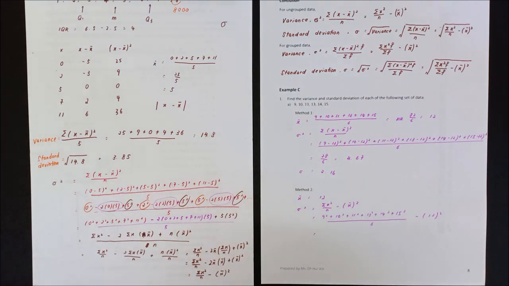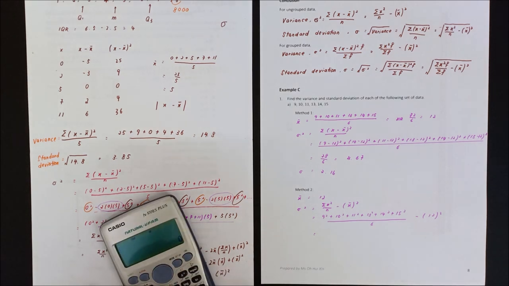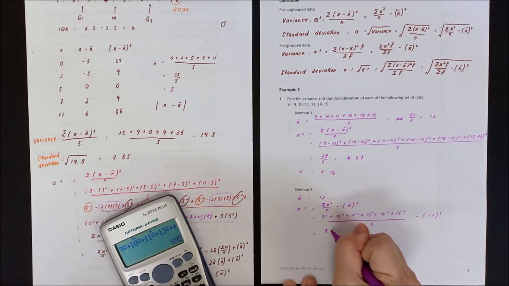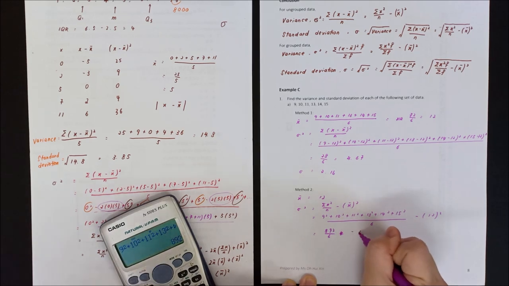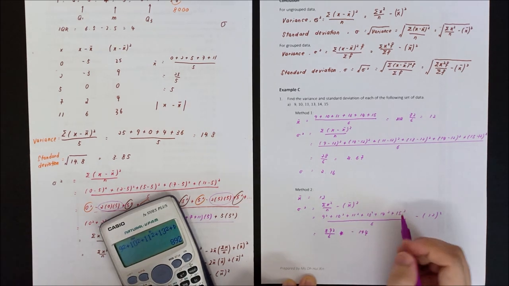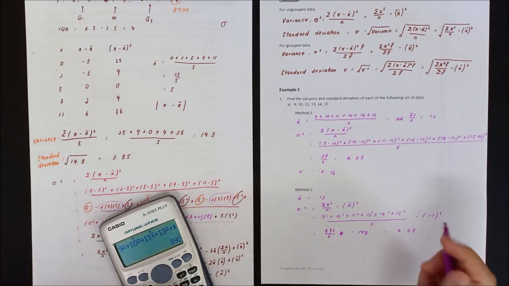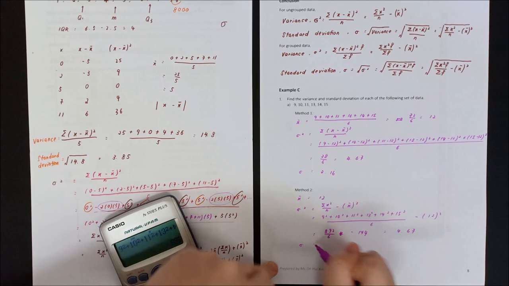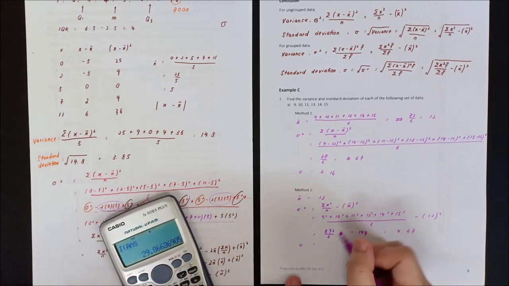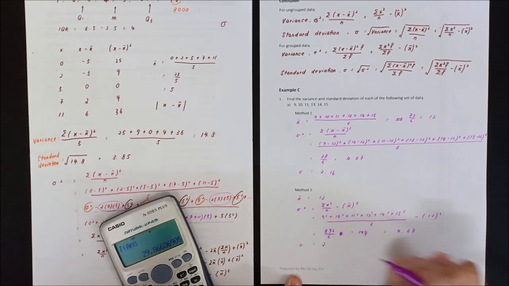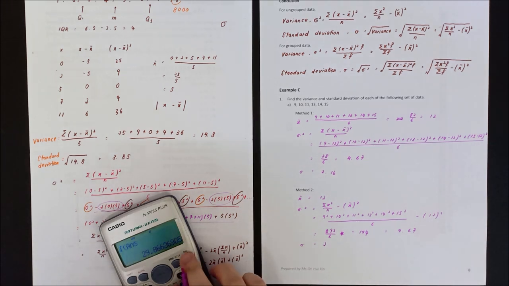Everything, you use your calculator. So 9 square plus 10 square plus 11 square, 13, 14, 15. Okay, so 892 divided by 6 and then minus 144. Using your calculator, you should be getting 4.67. Which gives me a standard deviation, which is the square root of my answer. I will get 28. Did I do something wrong?